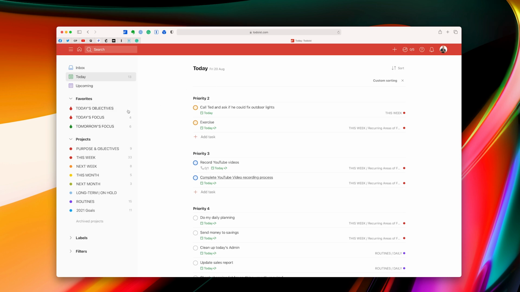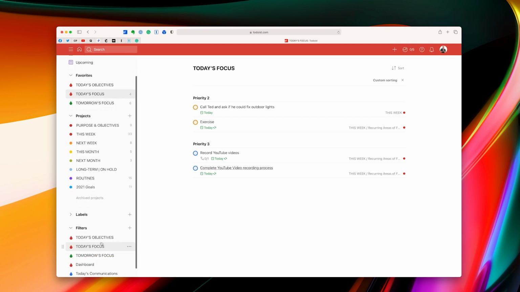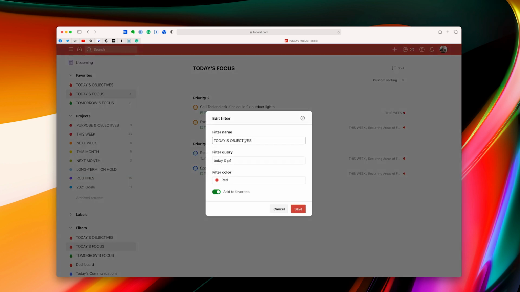But essentially, where I'm spending most of my day is in my custom view, which is here. This is just showing me any flagged tasks. So if I go into my filters, I can show you that my objectives here are really quite simple, because I always get asked this question, what are those filters? Well, my today's objectives filter is today and P1, because that's it. The 2 red flags that I want to see each day, that is that one. So there you go, today and P1.